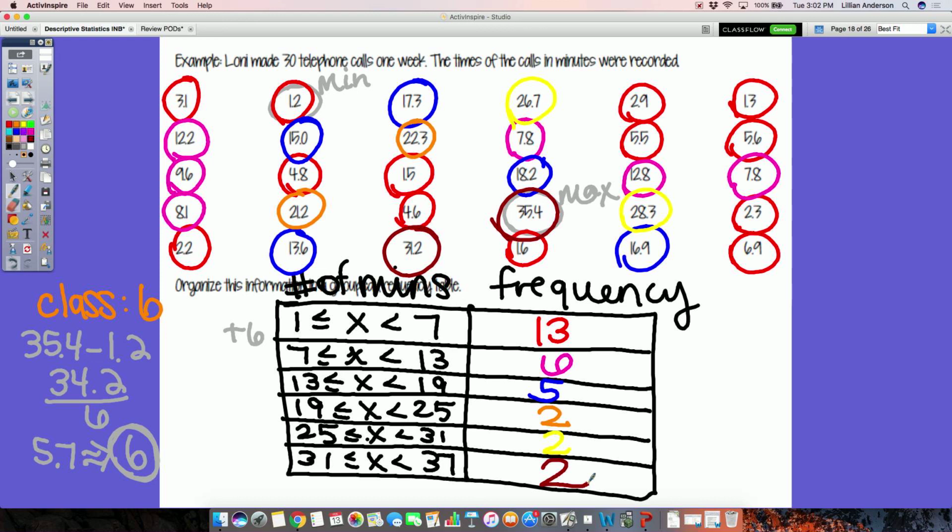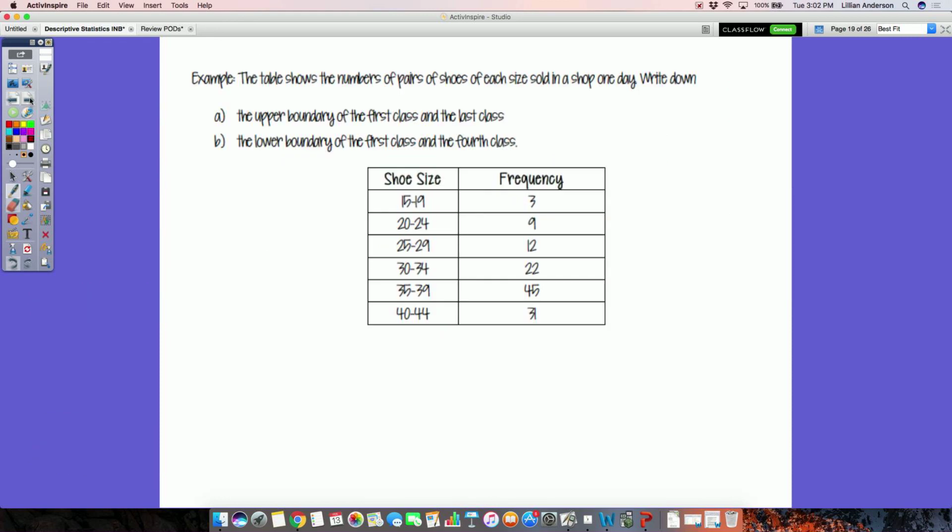Okay? So we're going to do one more. And this one is a question that says the table shows the number of pairs of shoes of each size sold in a shoe shop in one day. You have to write down the upper boundary of the first class and the last class, and then the lower boundary of the first class and the fourth class. Okay? So the first thing is you have to identify where your classes are. Your first class is which one?